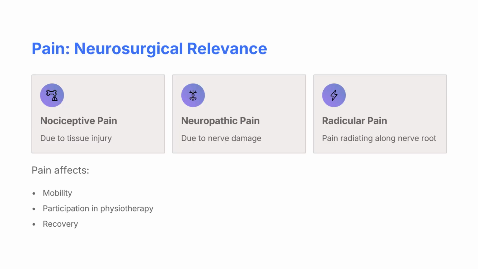Pain in a neurological patient can be nociceptive, due to tissue injuries, neuropathic, due to nerve damage, and radicular, that means radiating pain due to nerve root issues. Pain affects mobility, participation in our rehab program or physiotherapy, and also the overall recovery, because the patient will be most sensitive towards the pain, and that is what keeps the patient from doing exercises or obeying the commands of the therapist during the program.